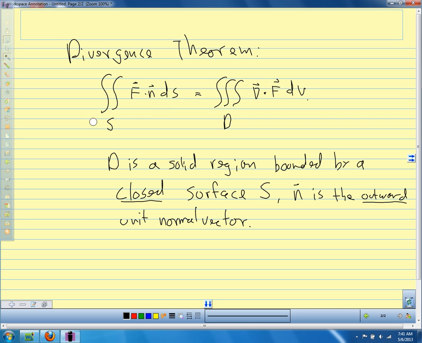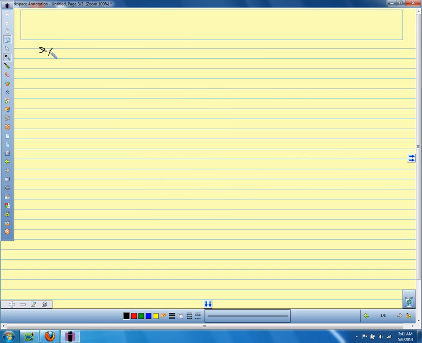All right, let's look at an example of how we're going to use the divergence theorem. And then I want to finally talk about a physical interpretation of the divergence. So we want to evaluate this flux integral.